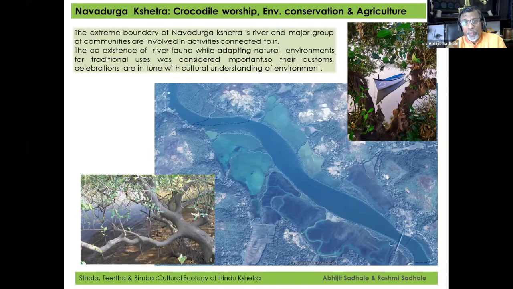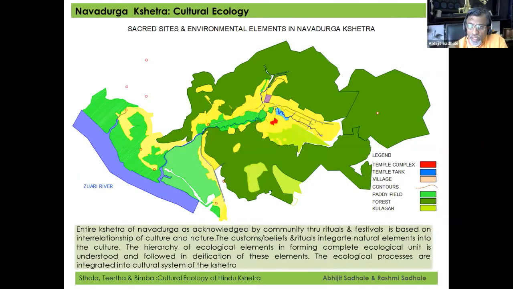So if you look at the overall layout of a Navadurga Kshetra, I have tried to map here different land uses like forests, orchards, residences, and important sacred sites located all across that. And the natural elements as they emanate from the Kshetra until it meets the river. You will realize that the entire Kshetra of Navadurga is acknowledged by the community through rituals and festivals, which are based essentially on the interrelationship between nature and culture. So these customs and rituals try to integrate these natural elements into their culture and their everyday life.